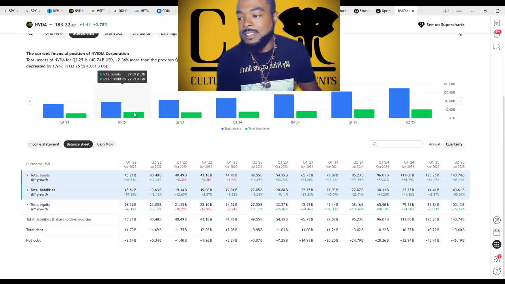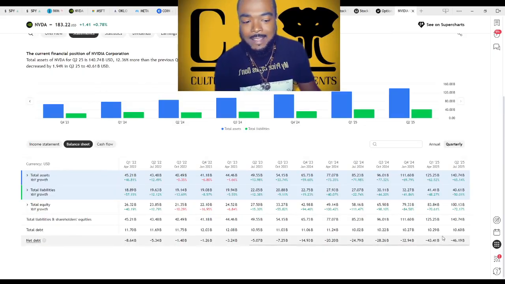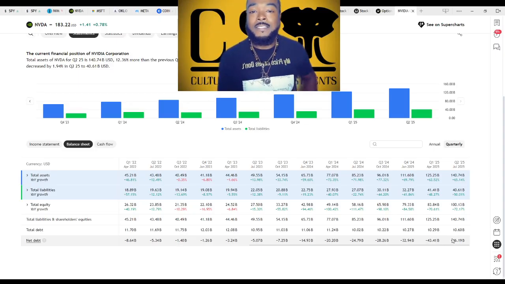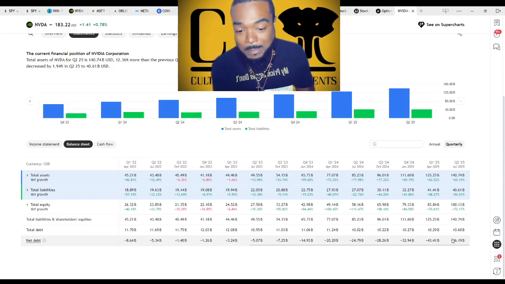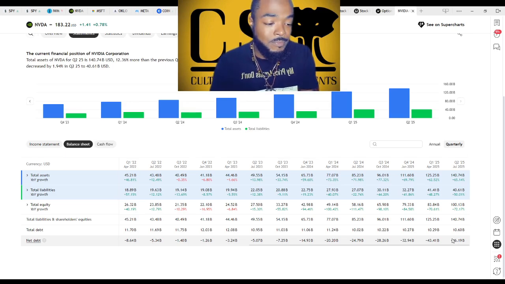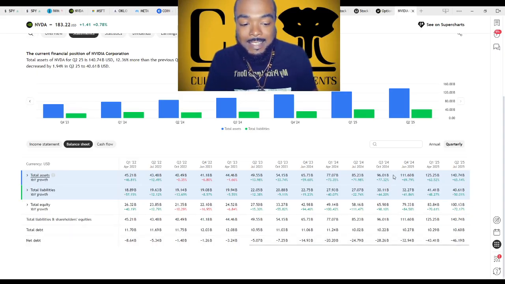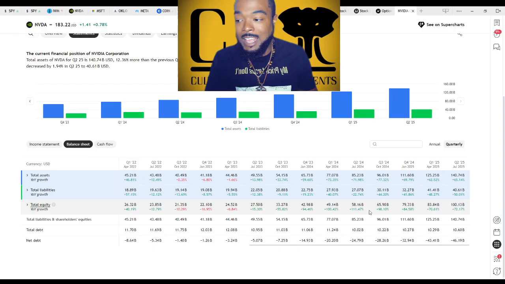When you look at a balance sheet, the place you want to look at is net debt. You want to see a company where this number is negative. The more negative this number, the better. That means they have more than enough cash to pay off their debt. That's what you want to see. And when you see this number very high, that means they have more liabilities than assets and equity. When you have more equity and assets than liabilities, you're going to have less net debt.